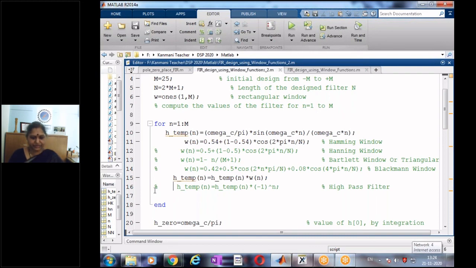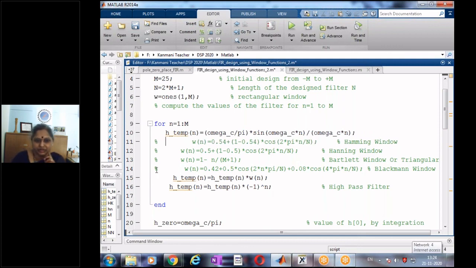Enough of this, let us continue with the high pass filter. So I retain this line which multiplies, and let me change my window function. Let me try with the Blackman window function, with the same length, and let's run the filter. So, a high pass filter of length 51, and the window function that we are using is the Blackman window.